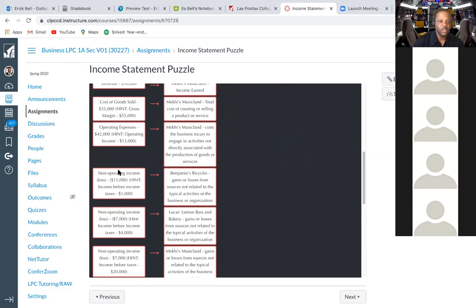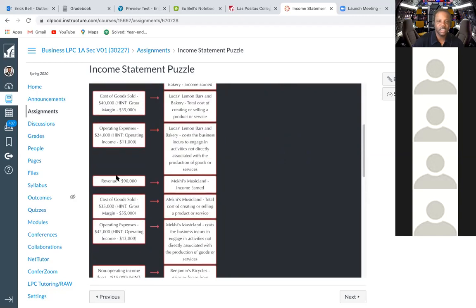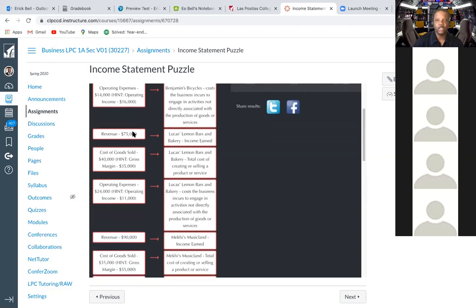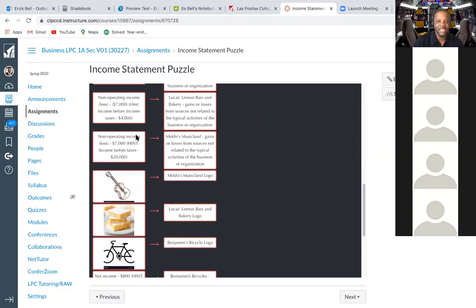When we get here, we'll just stick with Benjamin. Non-operating income or loss suggests that it's a loss. So this $15,000 is a loss that would get your income before income tax to $1,000. 1,000 plus 15 would be 16, which gets us back to Benjamin's income, 16,000.